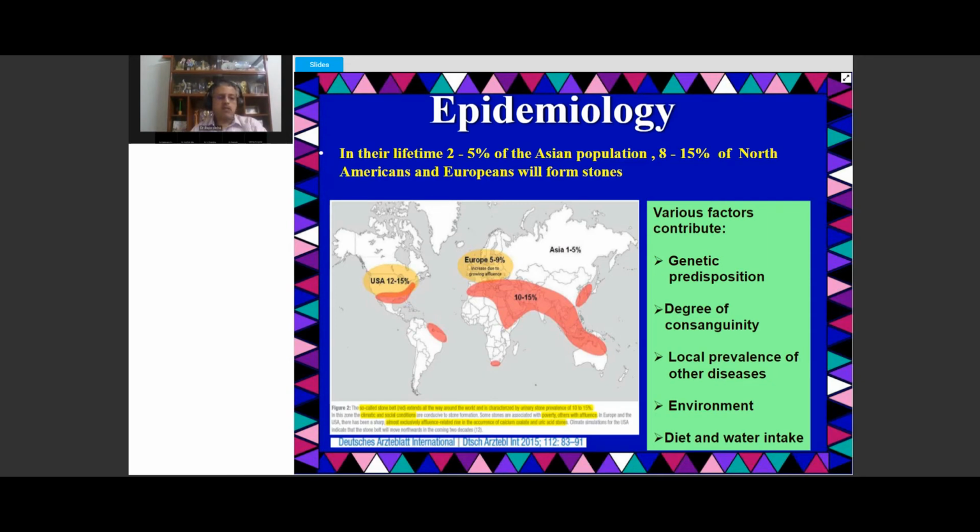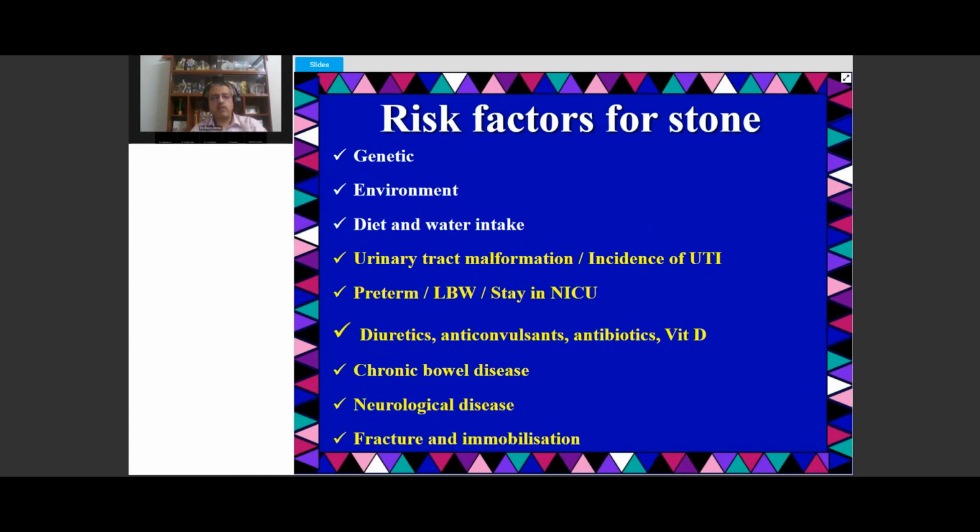Apart from that, we have urinary tract malformations and the incidence of recurrent UTIs. Nephrocalcinosis as well as nephrolithiasis are quite common in preterm, low birth weight babies and those we call NICU graduates. Use of diuretics, anticonvulsants, and antibiotics, even simple antibiotics like ceftriaxone, has been shown to predispose to stones. Underlying chronic bowel disease and neurological disease also contribute; these children are often immobilized, so they are less mobile, and that can cause stones. Also, starting them on a ketogenic diet or topiramate predisposes to stones, as do fractures.